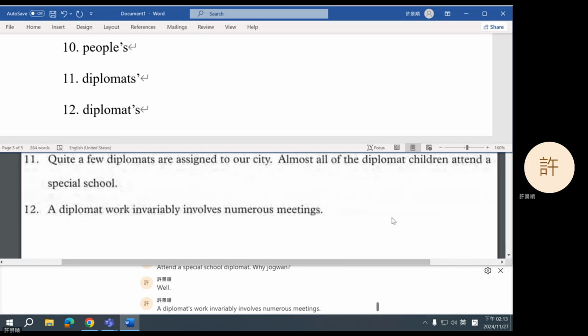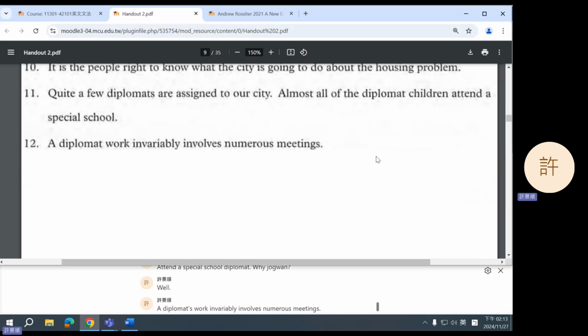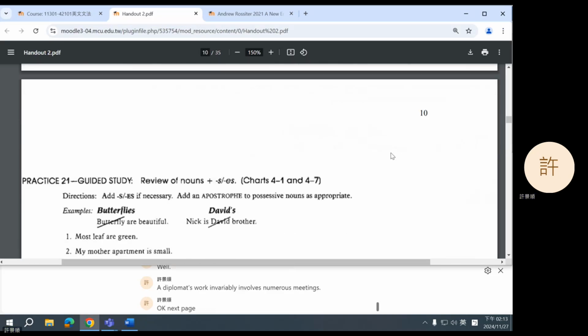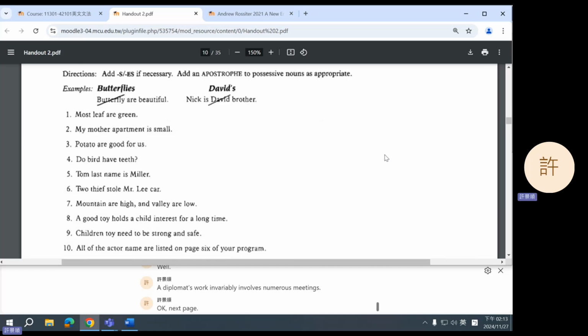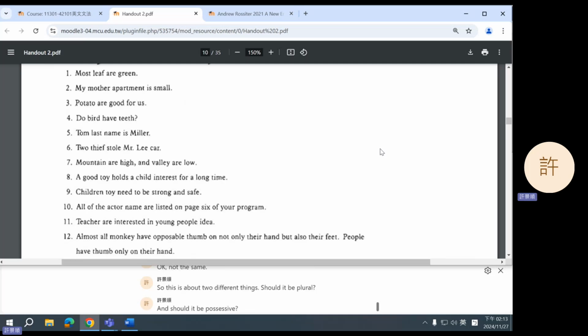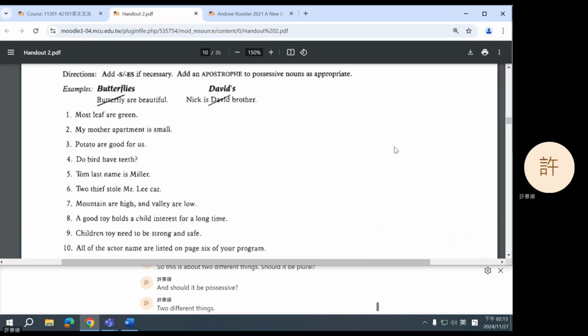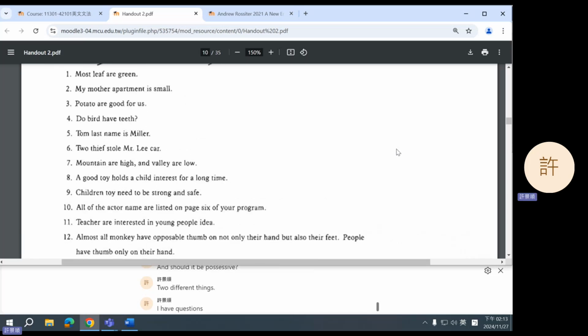Questions? Okay, next page. Same thing as the previous one. Add S or ES. Okay, not the same. So this is about 2 different things. Should it be plural and should it be possessive? 2 different things. 12 questions. I'll give you another 3 minutes.